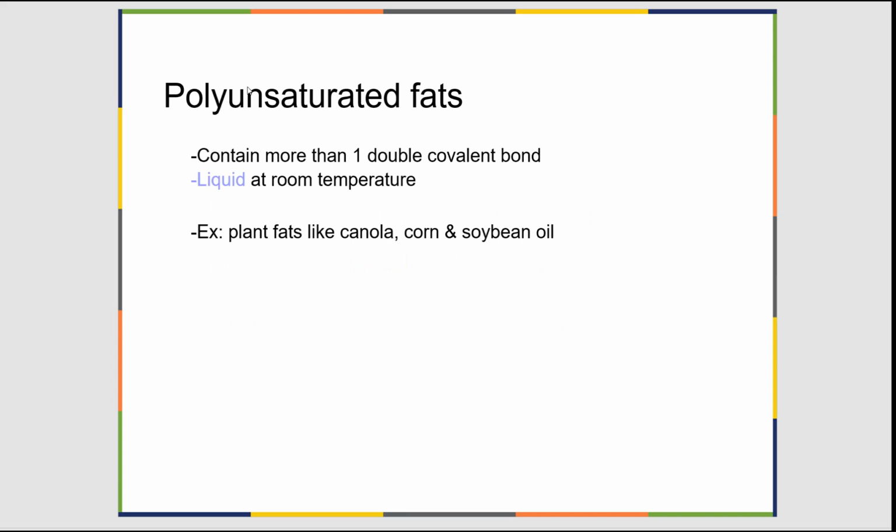Polyunsaturated, meaning many unsaturated bonds, so many of the double bonds. That's things like canola, corn, and soybean oil. They are all liquid at room temperature.